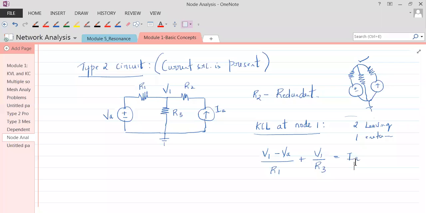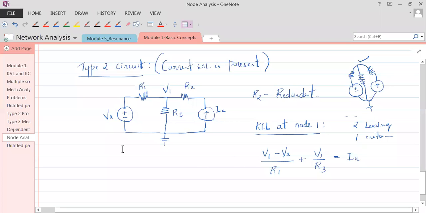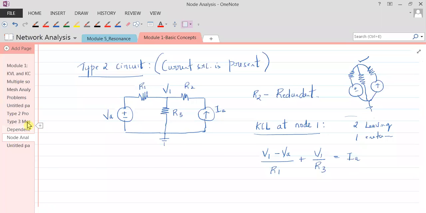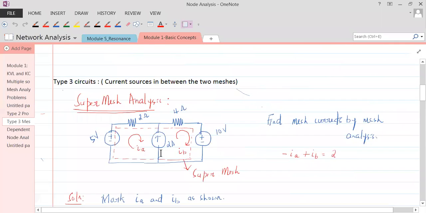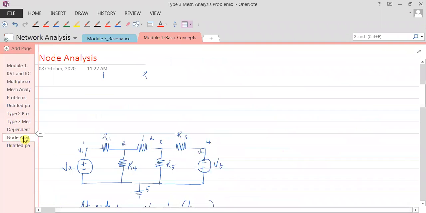As we used to see super mesh, right? When do we form a super mesh? We form a super mesh when there is a current source between the two meshes. So when do we form a super node? We form a super node if we have a voltage source between two nodes. If we have a voltage source between two nodes, we combine those two nodes to form one super node. So that we shall see in the next class.